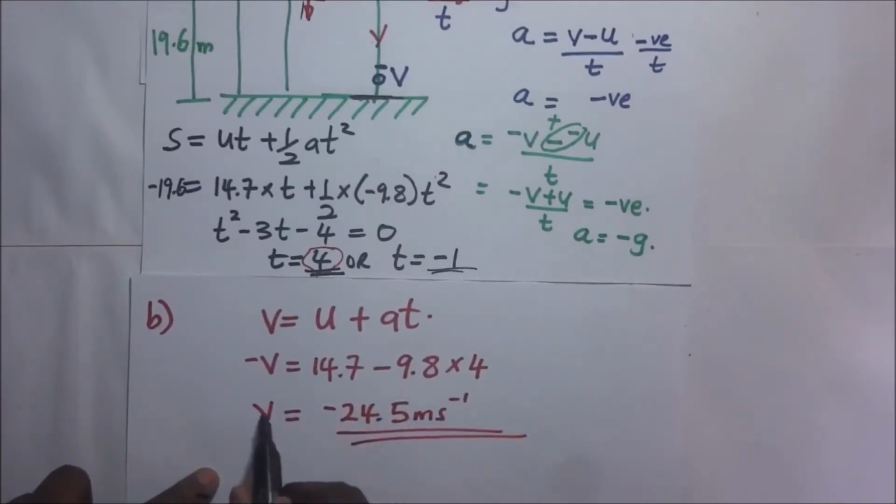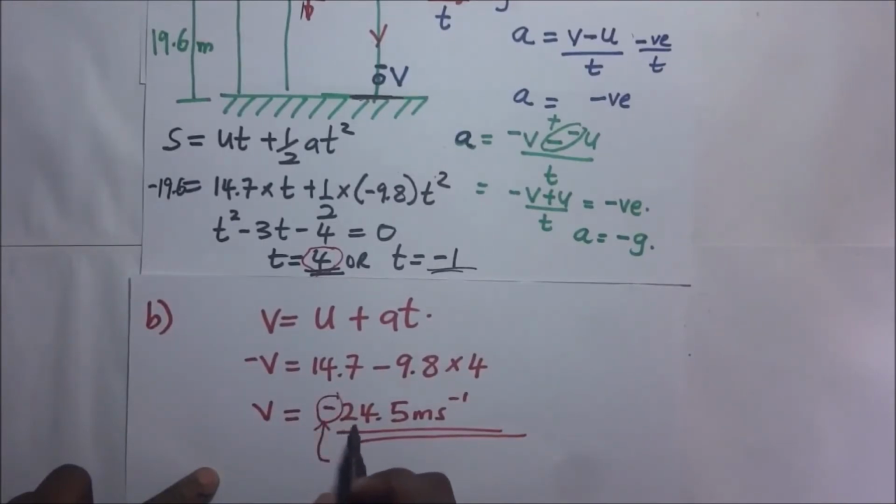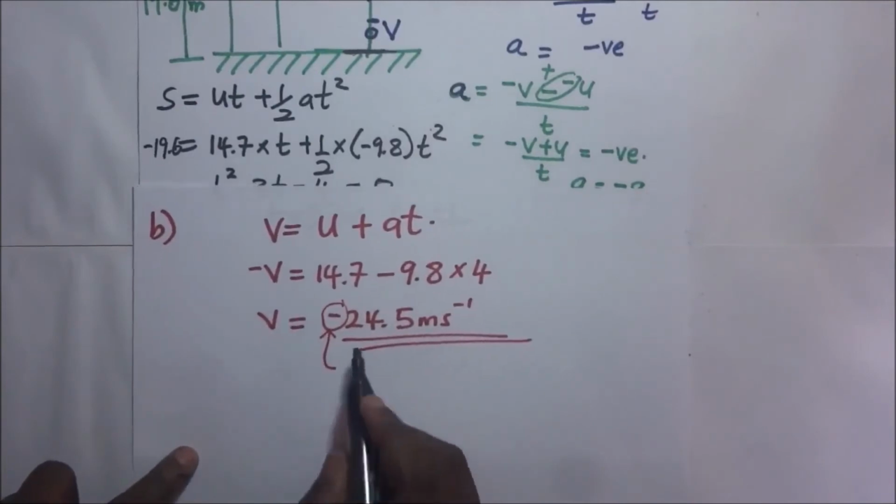Now, of course, this negative here simply signifies that the ball is acting downwards. So the velocity with which it hits the ground is 24.